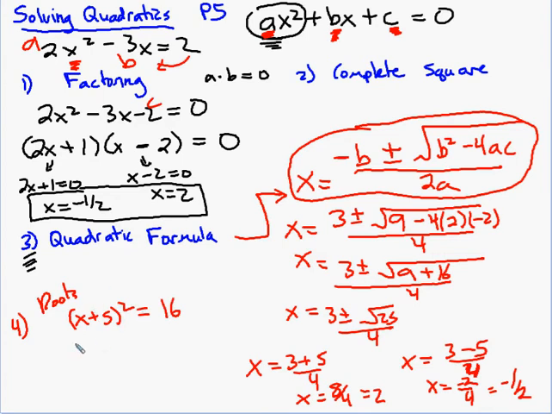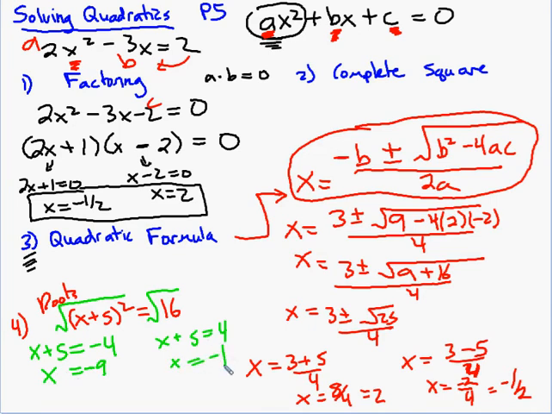I can, of course, expand this out, subtract the 16, and use factoring. That is an option, but it is way faster if I recognize, gosh, I could just take this square root. And when I take this square root, I get x plus 5 equals negative 4. Remember, we get two answers when we do this. x plus 5 equals 4. Subtract the 5.